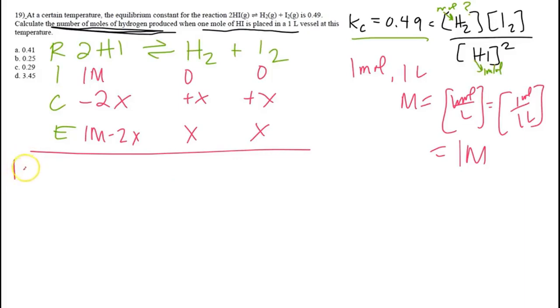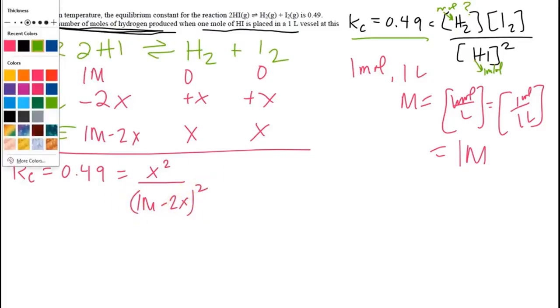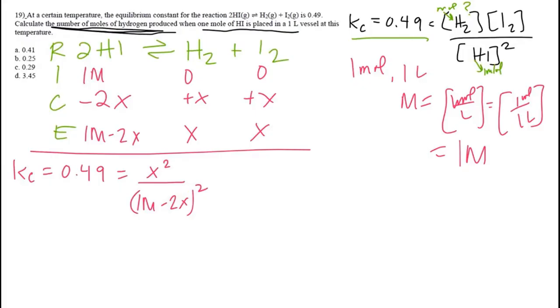So let's go ahead and get our Kc value, which we know is 0.49. This whole thing is going to equal x times x, which is x squared, divided by 1 molar minus 2x, and this whole thing is squared as well. Remember I told you either you're going to have an easy way to find the x or you're going to use the squares. Guess what? We're using squares. So again, you're never going to use quadratic on a real exam. So make sure you're thinking of squares at this point.